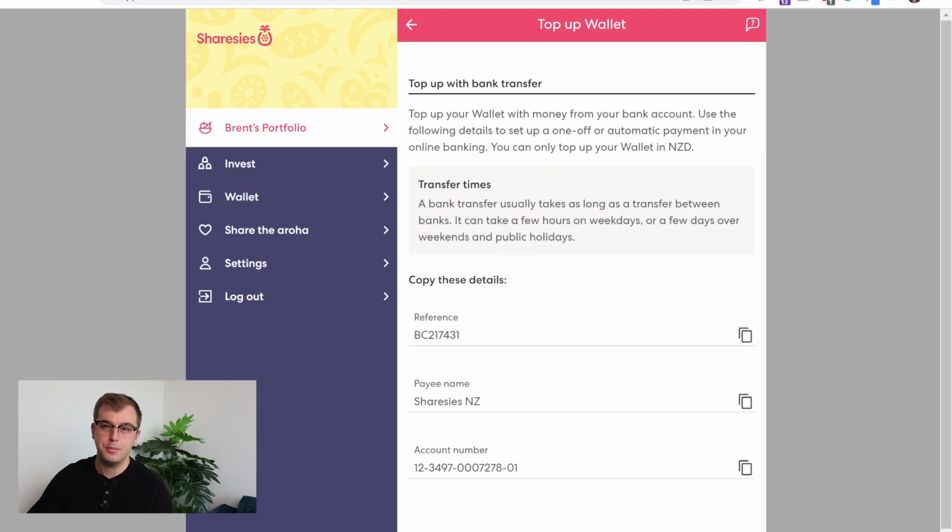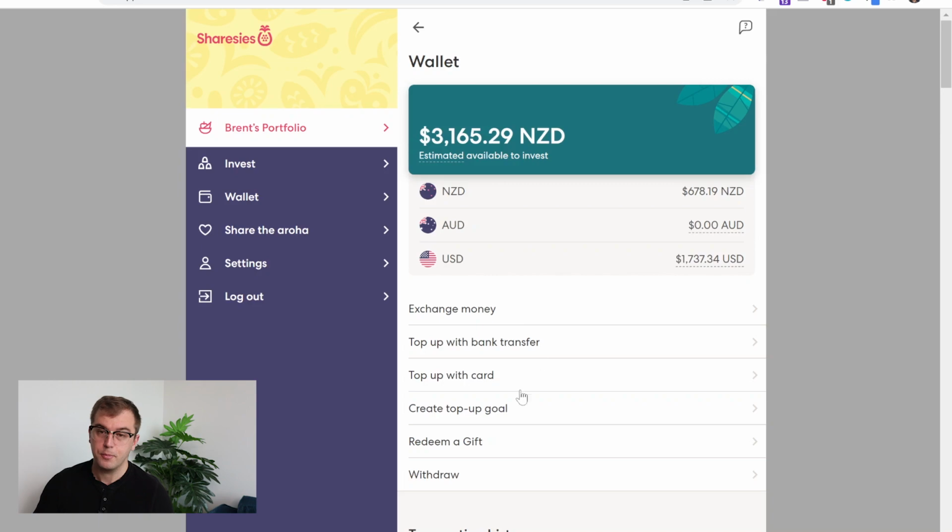So what most people do is they put these details into their internet banking, for example a reference number and account number, to ensure that the money is sent directly to Sharesies and you don't have to put this in every time. You can also set up automatic payments if you want to deposit money into Sharesies on a regular basis as well. And this is something that many of us do. Whenever we receive our paycheck fortnightly, the money goes straight into our Sharesies wallet, and this allows us to invest on a regular basis.